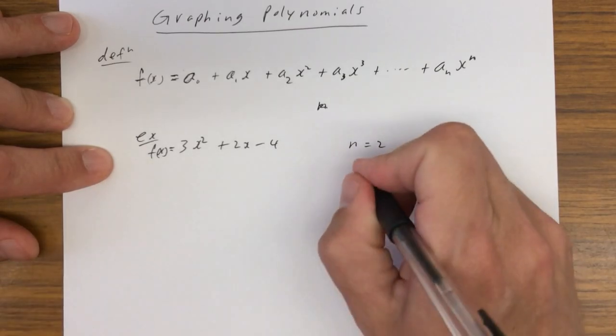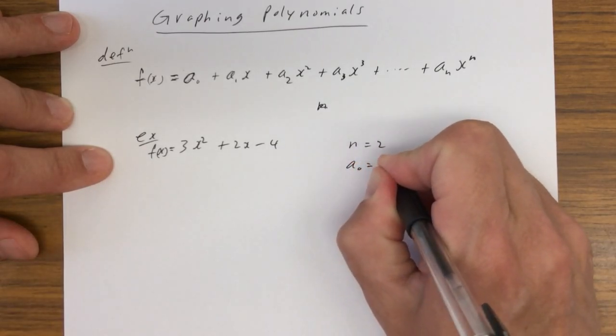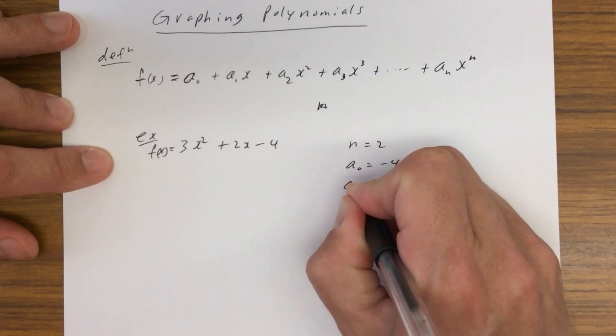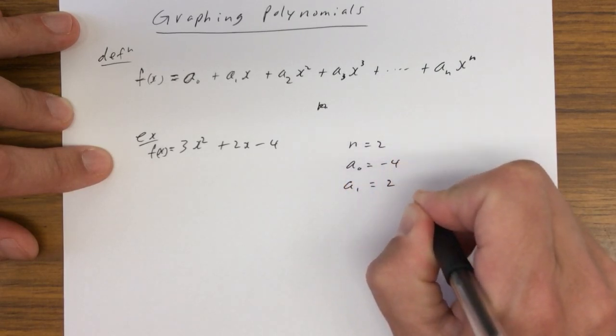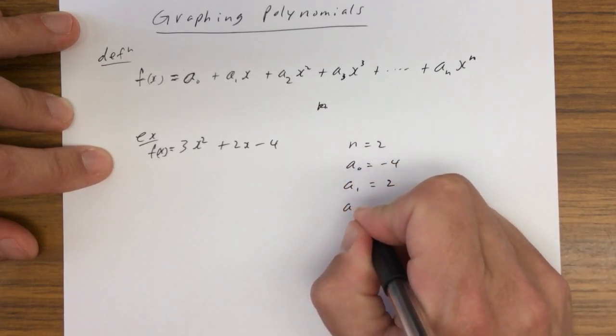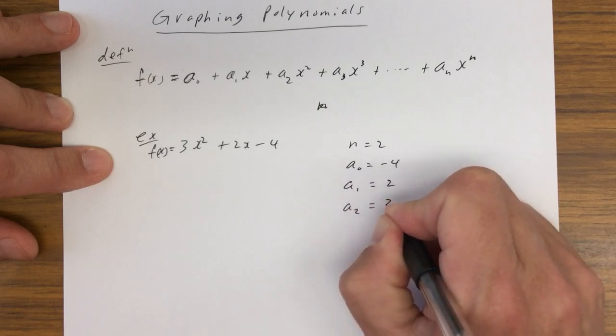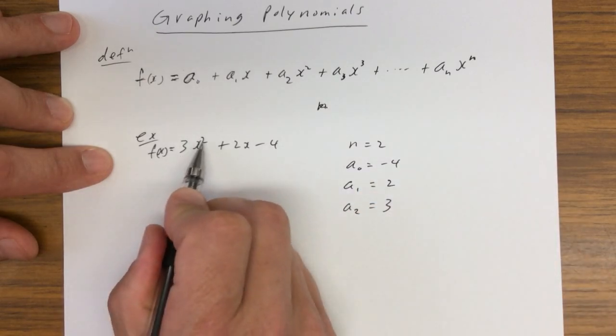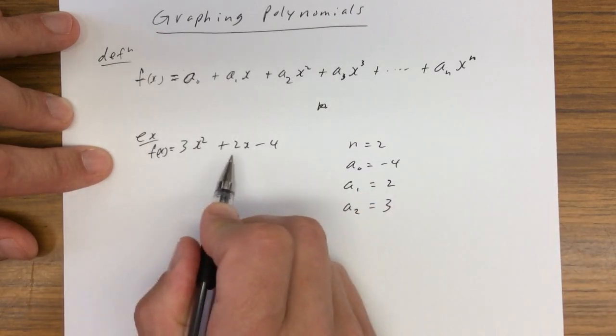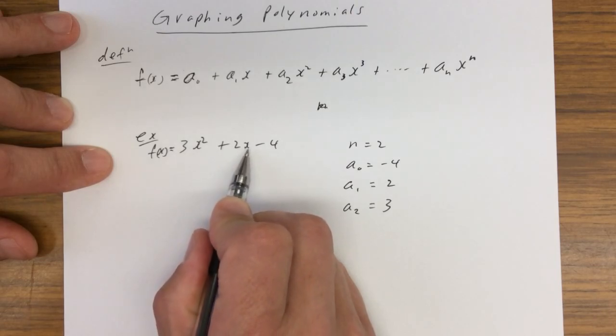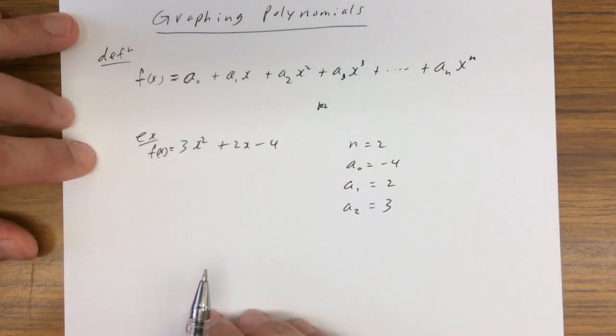a0 equals negative 4, the constant term. a1 equals 2. And a2 equals 3. So a2 is the coefficient of x squared, a1 is the coefficient of x, and so on.